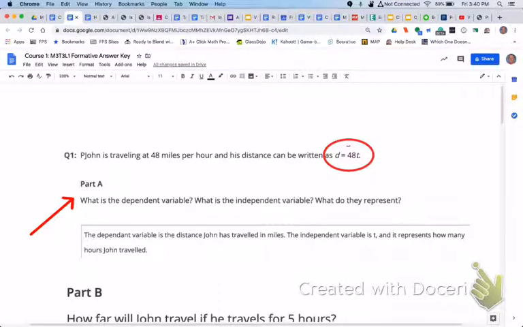If you look at question number one, the equation d is equal to 48t. Our dependent variable is going to be the distance that John is traveling. That is dependent on the number of hours that he is traveling as well. So the number of hours is going to be your independent variable.